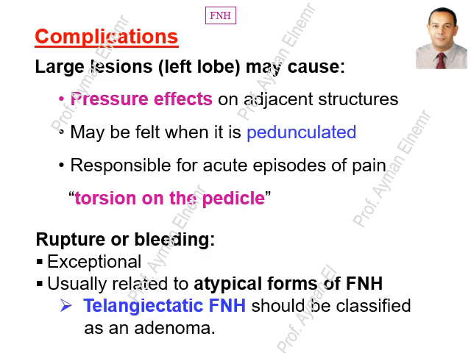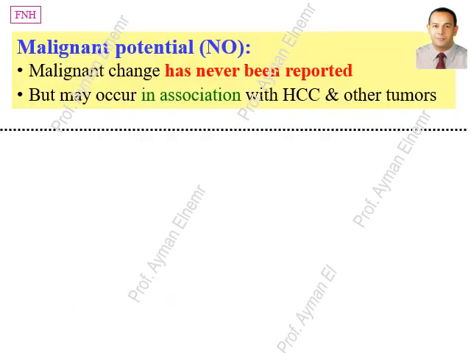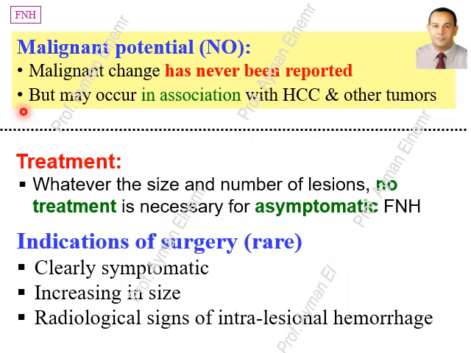Complications of focal nodular hyperplasia such as rupture or bleeding are exceptional and are usually related to the atypical forms of focal nodular hyperplasia with specific imaging and biological features, the so-called telangiectatic focal nodular hyperplasia, which should be classified as an adenoma. Malignant change has never been reported in focal nodular hyperplasia, but may occur in association with hepatocellular carcinoma and other tumors. Most lesions don't require treatment or even regular follow-up.